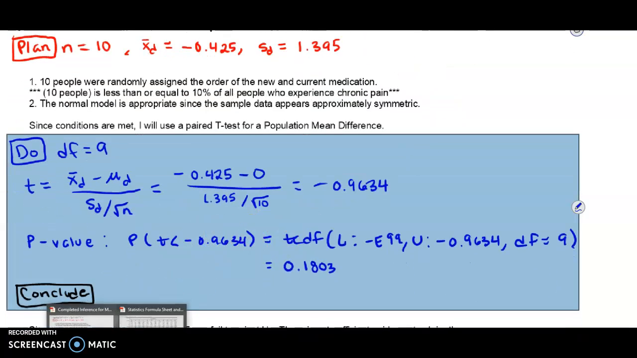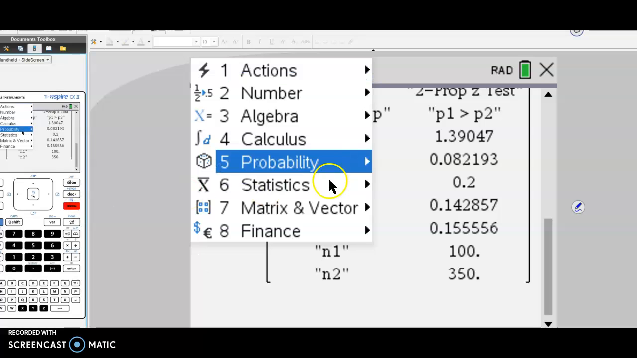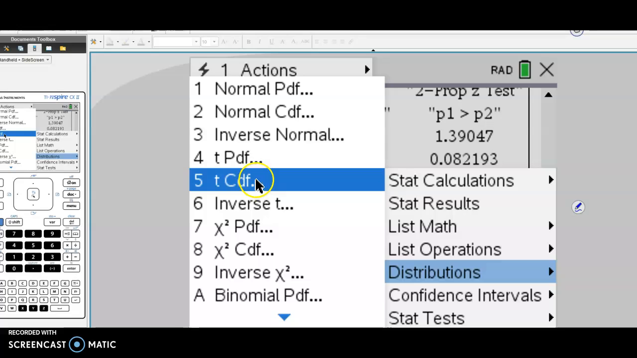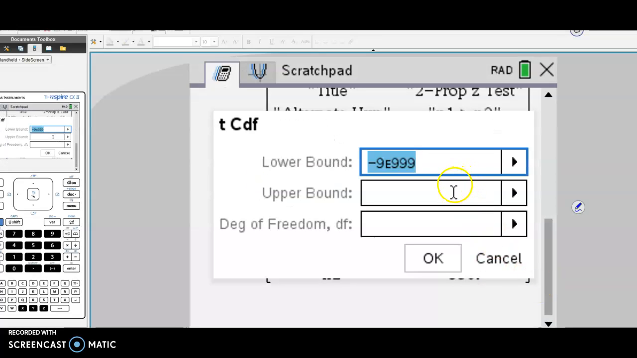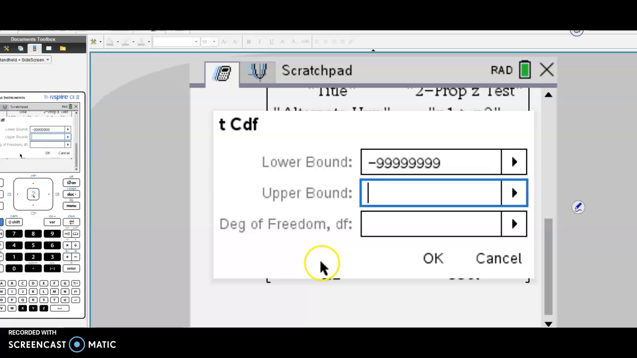So I'll go here to my calculator. And again, we're going to start on the Calculate tab. We are going to go to Menu. We're going to go to Statistics, and we will go to Distributions. Here I want a TCDF function, so I want some very large negative number, so just put a bunch of 9s. My upper bound is what we obtained, which was negative 0.9634, and I have 9 degrees of freedom.